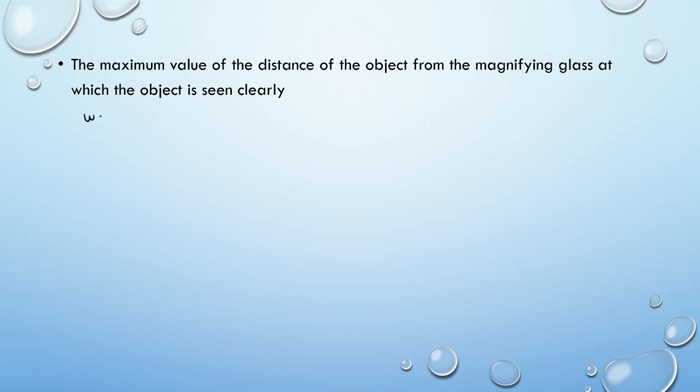Without accommodation gives us the value of SI equals negative PR. The person has normal eyes, so the PR has the value of infinity. The focal length of the magnifying glass is 15 centimeter. We are asked to calculate the SO.